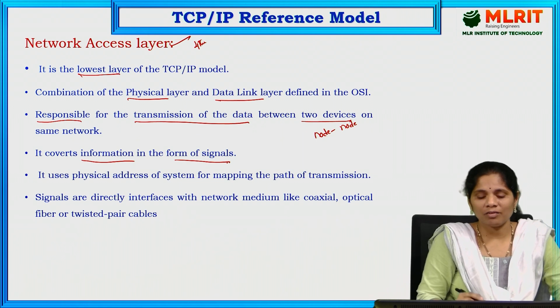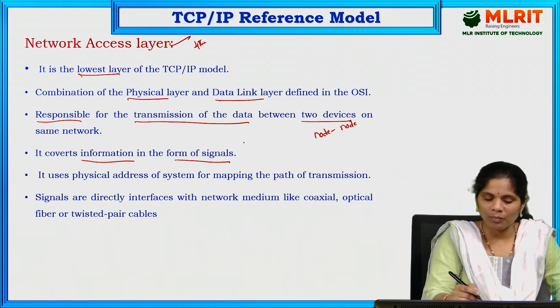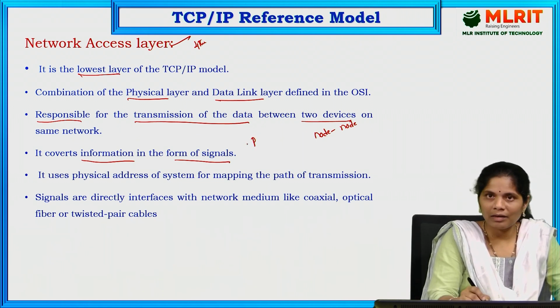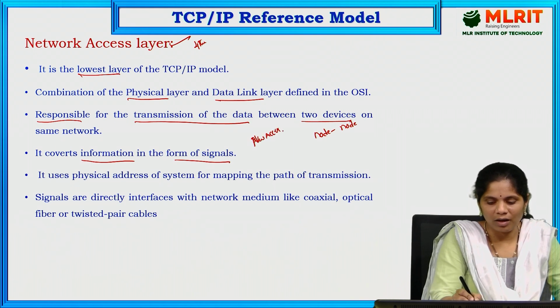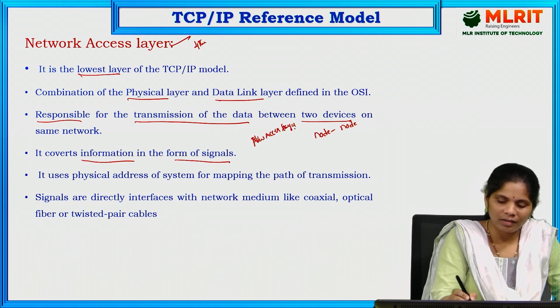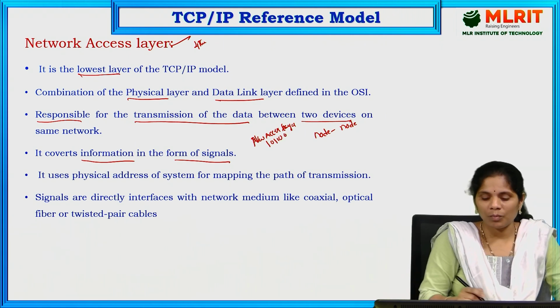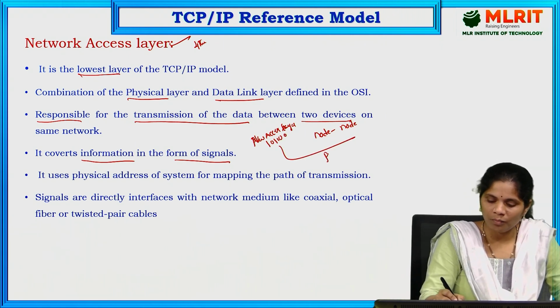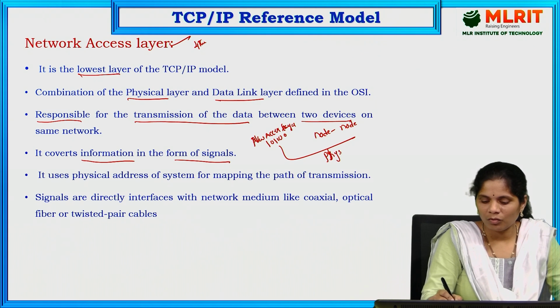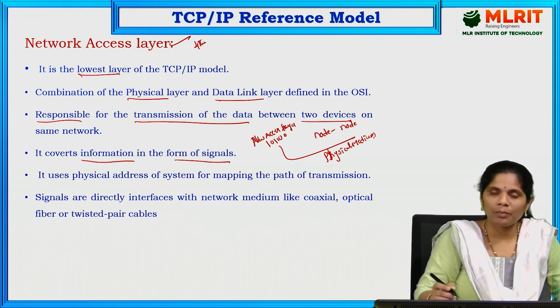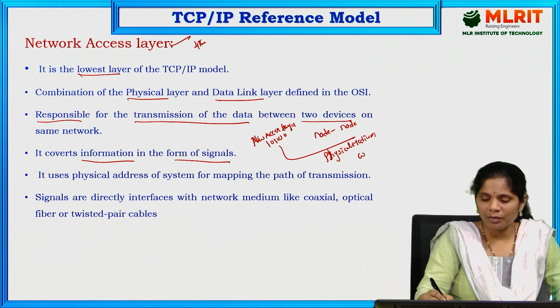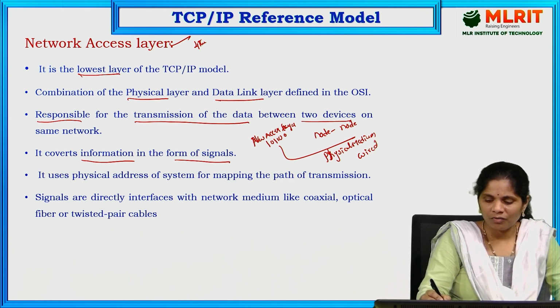Already we discussed that the final layer, the physical layer, is nothing but the network access layer here, right? Whatever data is there is in the form of bits, zeros and ones only, right? This information is sent through some physical medium. Through this physical medium we are sending the data. If it is a wired medium, it is going to be transferred in the form of signals.